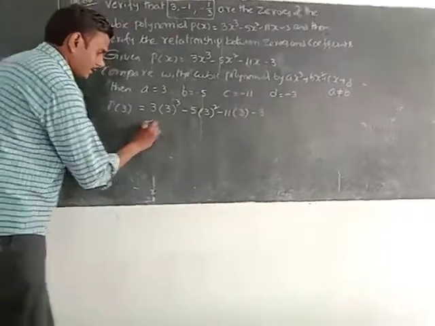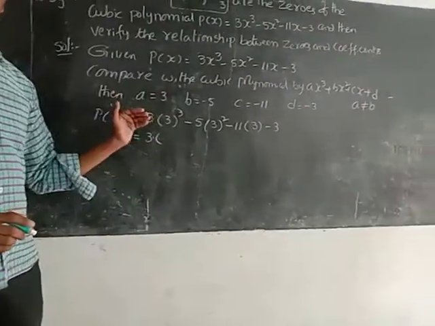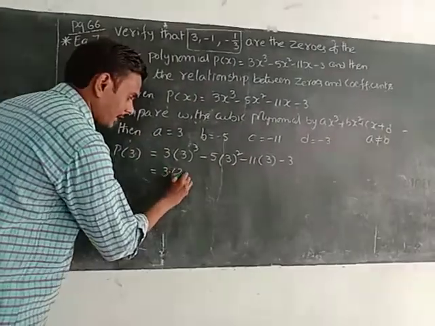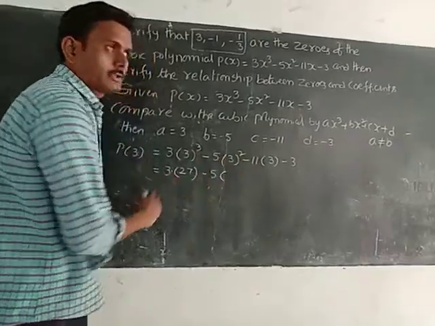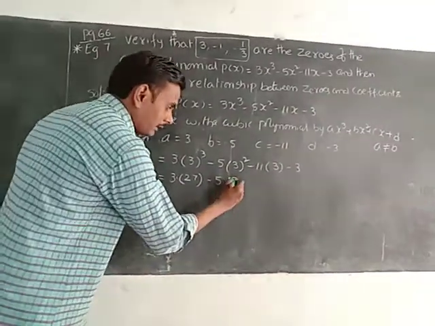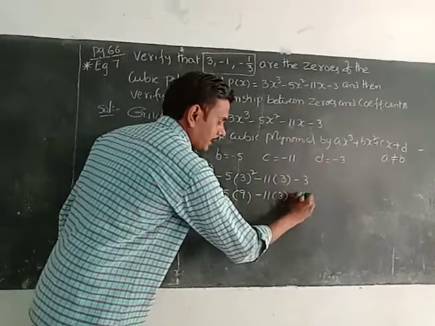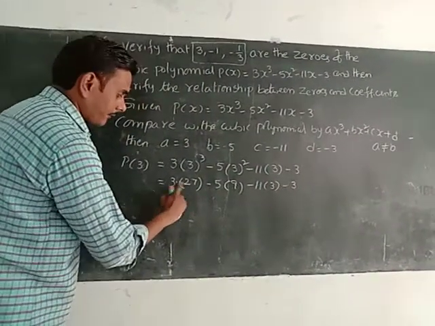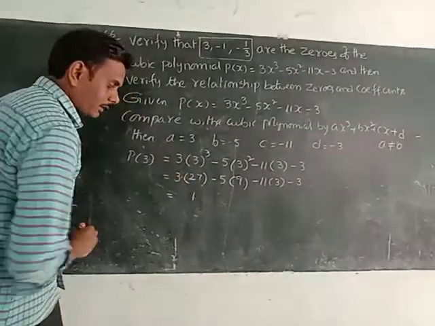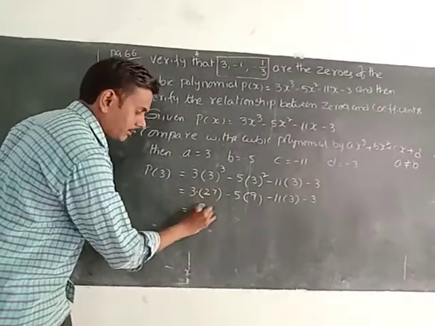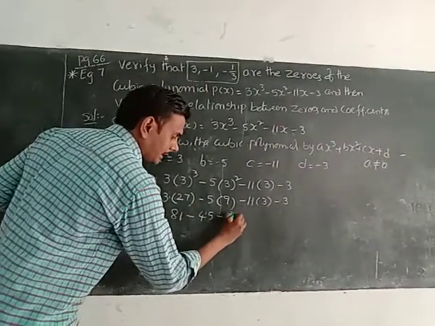Now simplify this. 3 into 3 cube means 3 multiply 3 multiply 3. 3 3s are 9 and 3 9s are 27. Minus 5 into 3 square, 3 square means 3 into 3, 9. Minus 11 into 3. Minus 3. Now simplify: 3 into 27 is 81, 9 into 5 is 45, 11 into 3 is 33, minus 3.